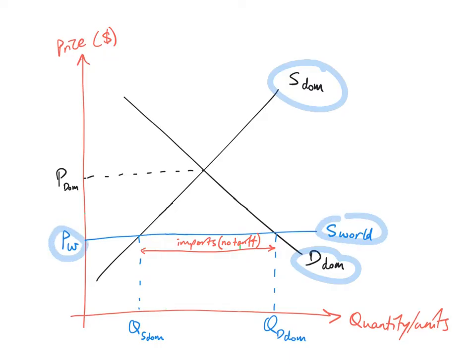So, at this world price, domestic producers can only supply QS dom, and domestic consumers are in demand of QD dom. So the difference is the imports without the tariff. Let's see what happens when you add a tariff.